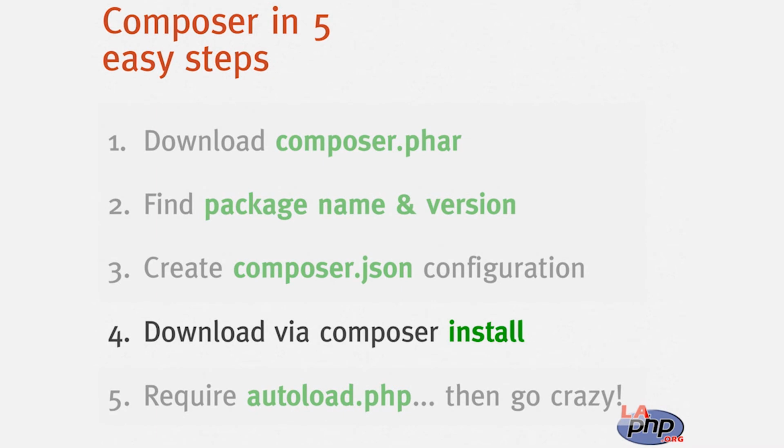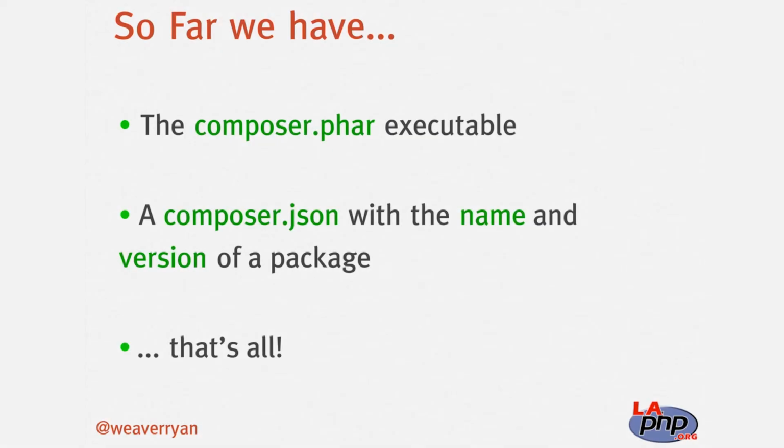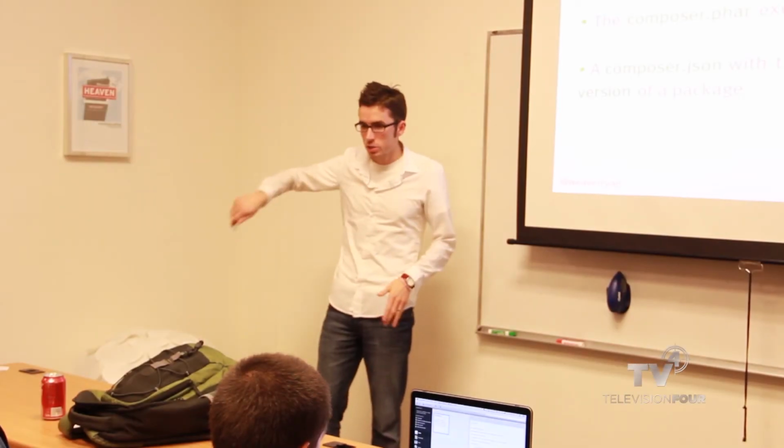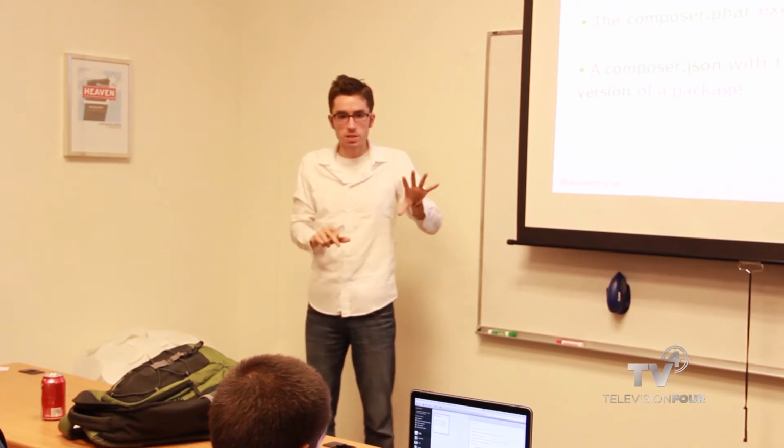Cool. So finally we get to the goods. We're actually going to download the files via Composer. So just to review, the only things we have so far are the composer.phar executable and a really simple JSON file, and that's it. We haven't modified our system, nothing weird has happened with our project. It's very hands-off, just these two things.